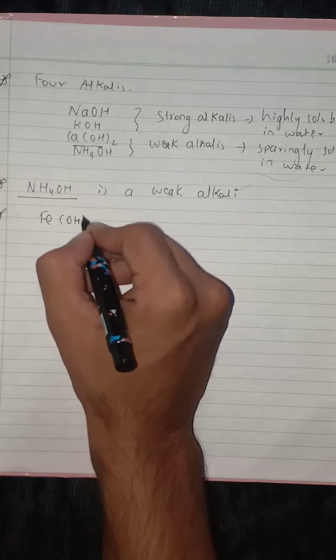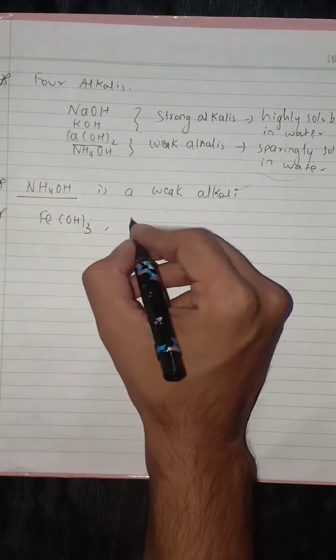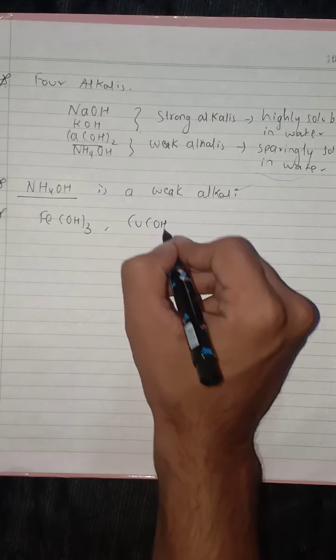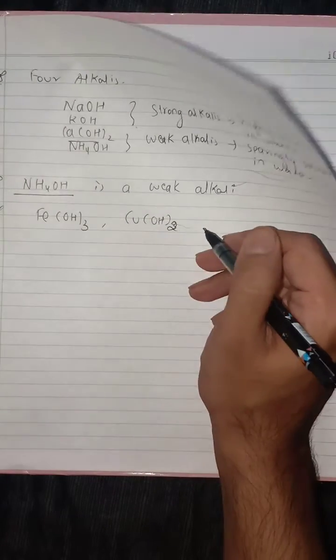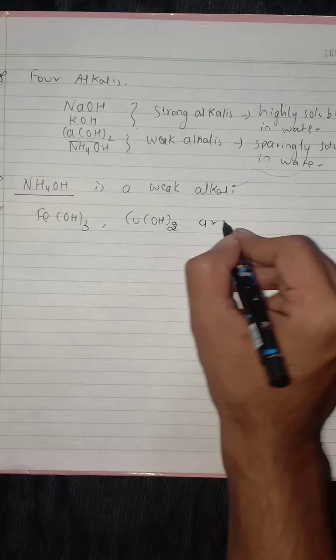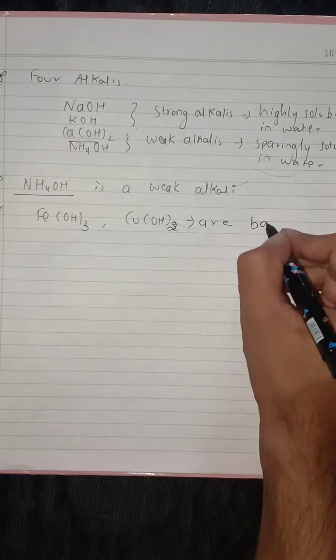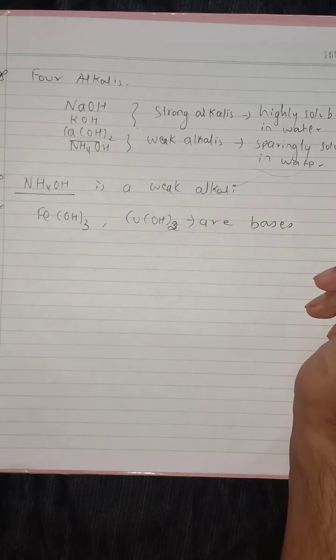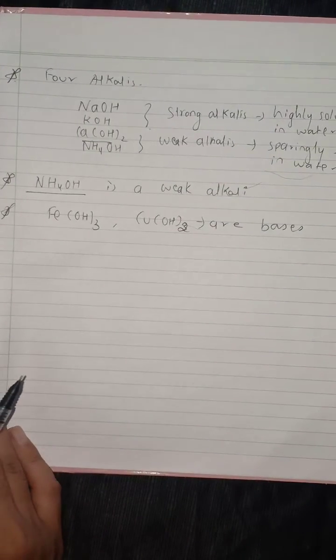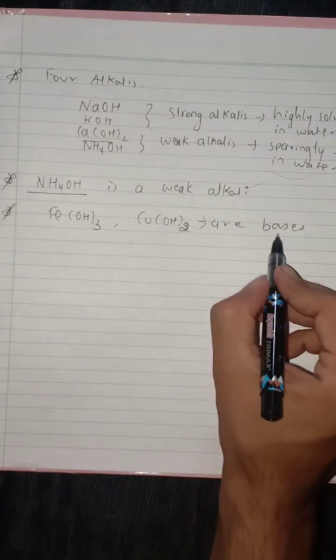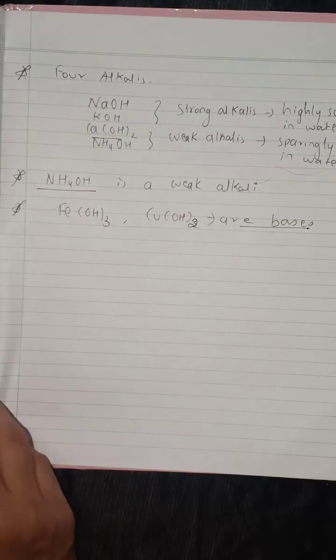Iron hydroxides and copper hydroxides, they both are considered as bases, not alkalis. Why are they not alkalis? Because, as I just explained, bases are those which are not soluble in water, so they are classified under the class of bases.